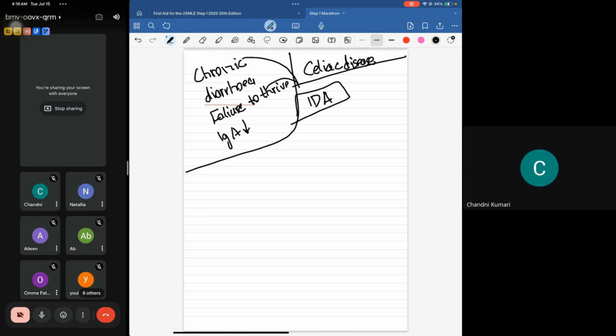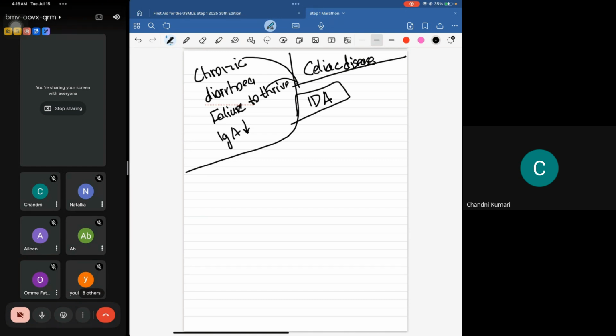Okay, so chronic diarrhea, failure to thrive, IgA deficiency, bone weaknesses, you are gonna have reduced fertility as well. All of these things are gonna cause iron deficiency anemia. This is known as celiac disease, and the patient is gonna have iron deficiency anemia because of these things. Any questions till now, guys? No, doctor. Okay.